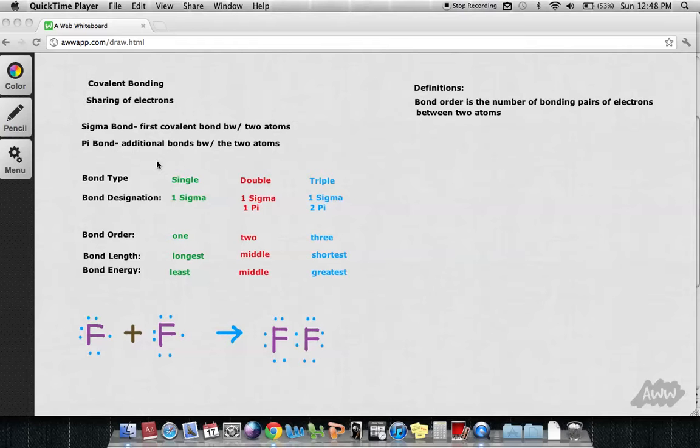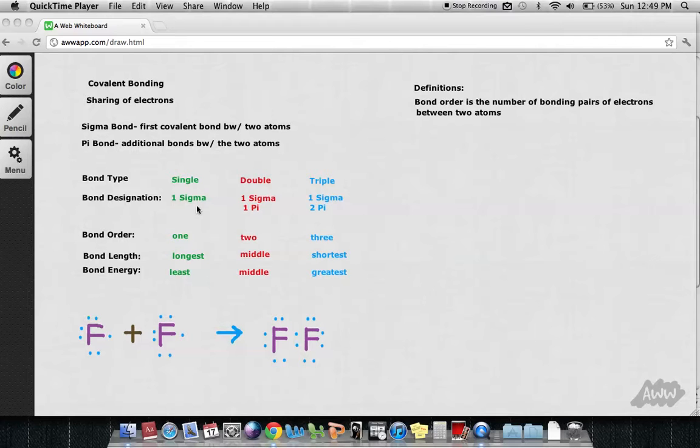So when you have a double bond, the first bond is a sigma, and the second bond will be a pi bond. You can see that breakdown right here. The single has 1 sigma bond, the double has 1 sigma and 1 pi, and the triple has 1 sigma and 2 pi bonds. The bond order is the number of bonding pairs of electrons between two atoms.